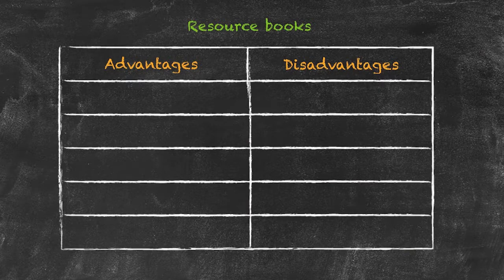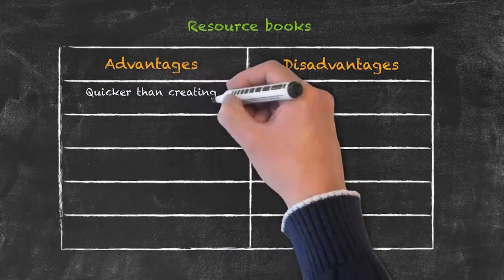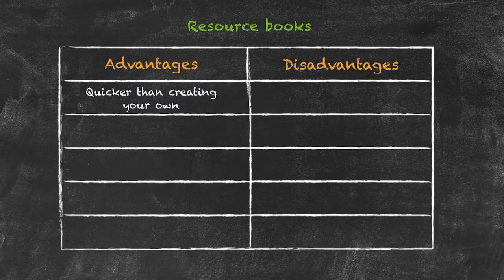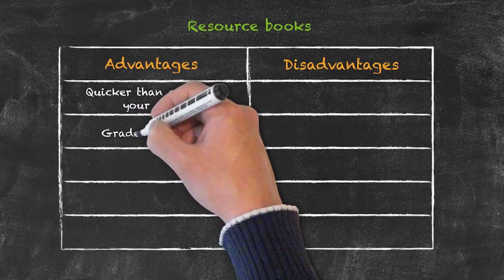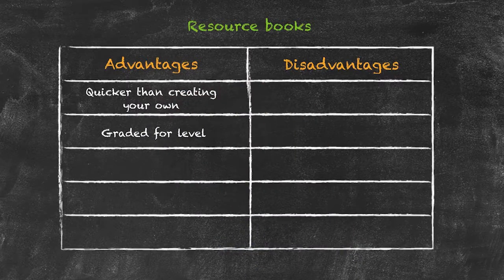Well, firstly, the main advantage perhaps of using these types of material is that it's quicker than actually creating your own. Secondly, the course books that you will get will be graded for a particular level, so there'll be a set of books for the starter level, a set of books for the elementary level, and so on and so forth. So you know that the activities and materials in there will have been graded for level.